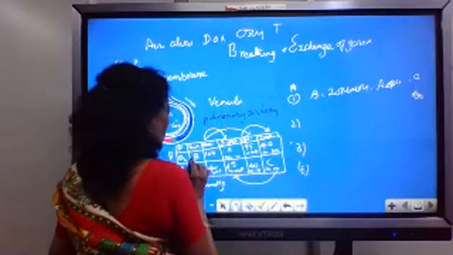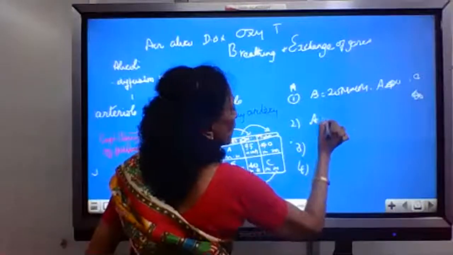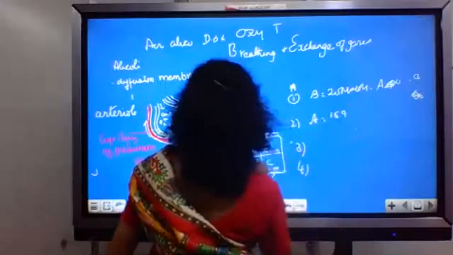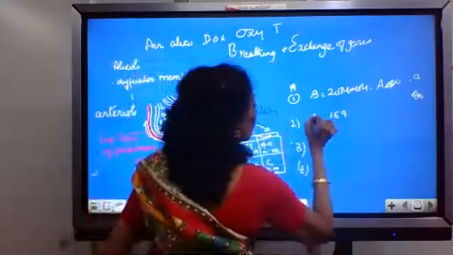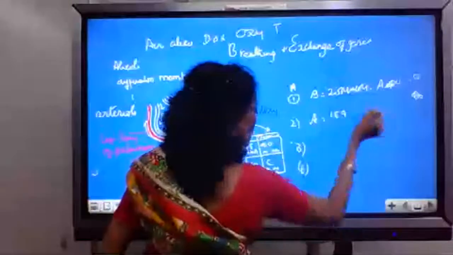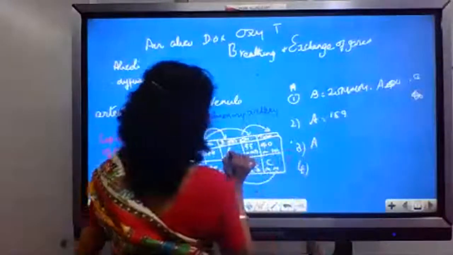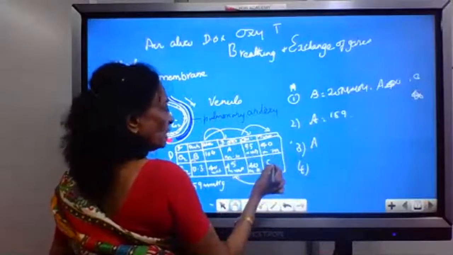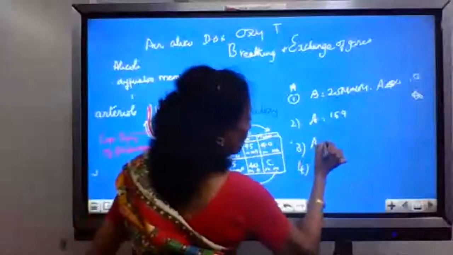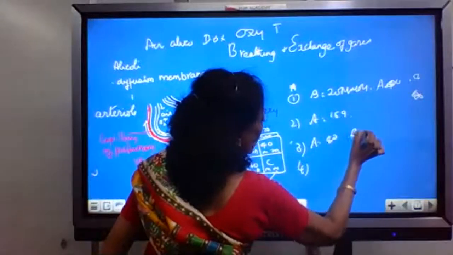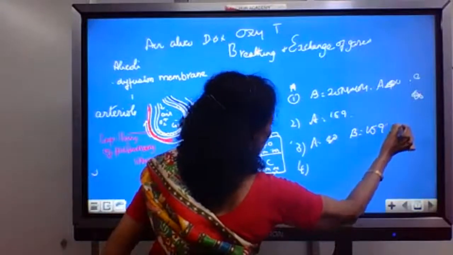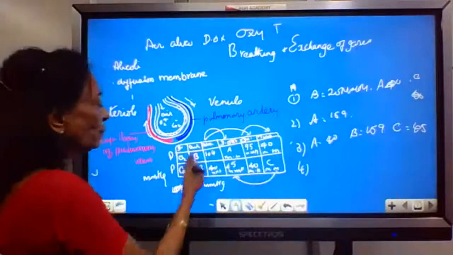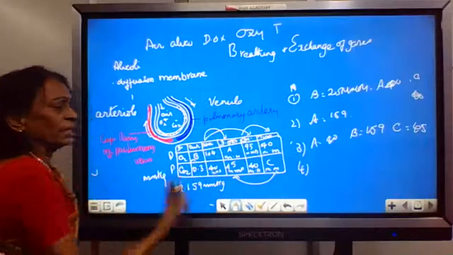All three will be correct. Now in one of the options, they'll give you A is equal to 159 and B is equal to 40. No, A is not 159, that is 40. Okay, let me read this. This is a wrong answer. In the third answer, what should I write here? 40. Here? 159. Here? 45. So A is 40 and B is equal to 159. This is the correct option, and C is equal to 45. So they will change the values of the pressure in A, B, C and ask you to pick up the correct answer.